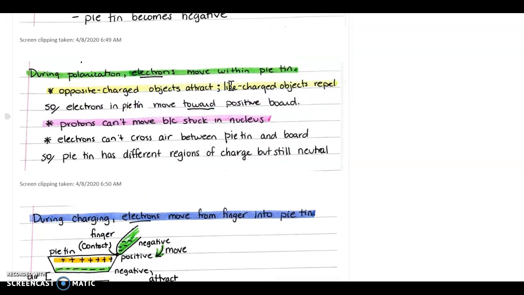Just here at the bottom, I have some explanation. During polarization, the electrons move within the pie tin. Opposite charged objects attract, like charged objects repel, so the electrons in the pie tin move toward the positive board. The protons can't move because they're stuck in the nucleus. Electrons can't cross the air between the pie tin and the board. So the pie tin has different regions of charge, but it is still neutral.